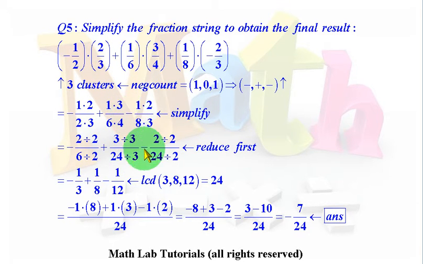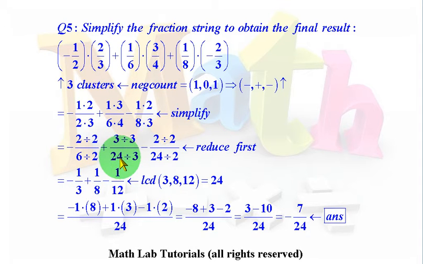And then drop the minus sign down. And then a 1.2 is 2, and an 8.3 is 24. Now you'll notice that 2 over 6 can be reduced. 2 divided by 2 is 1, 6 divided by 2 is 3. So we write down negative 1 over 3.